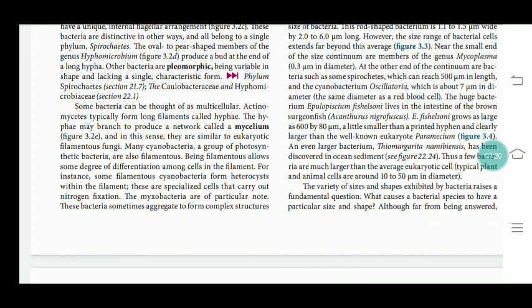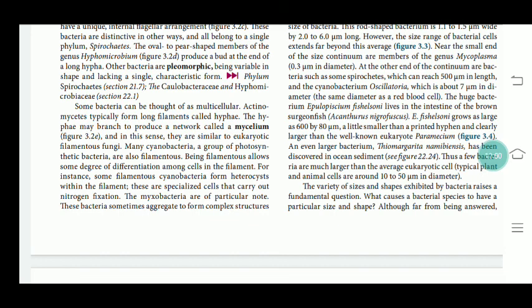For instance, some filamentous cyanobacteria help in photosynthesis, as bacteria which produce their own food. They're called cyanobacteria, like green algae. Okay. Cyanobacteria form heterocysts within the filament. These are specialized cells that carry out nitrogen fixation. So cyanobacteria help in nitrogen fixation. They also fix the environmental nitrogen to produce their food with the help of the photosynthesis process.